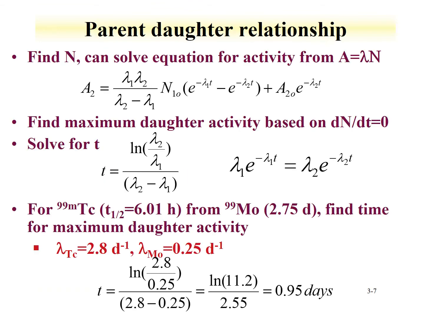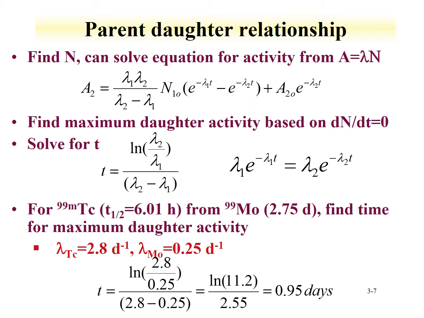Now, since we found N, the number of atoms, we can solve this equation for determining the activity of the daughter at any time by using the relationship between the number of atoms and activity. So activity equals lambda N. So we multiply this by lambda 2. So we take the term. Again, we have an initial amount of the parent, and now we have the daughter term.